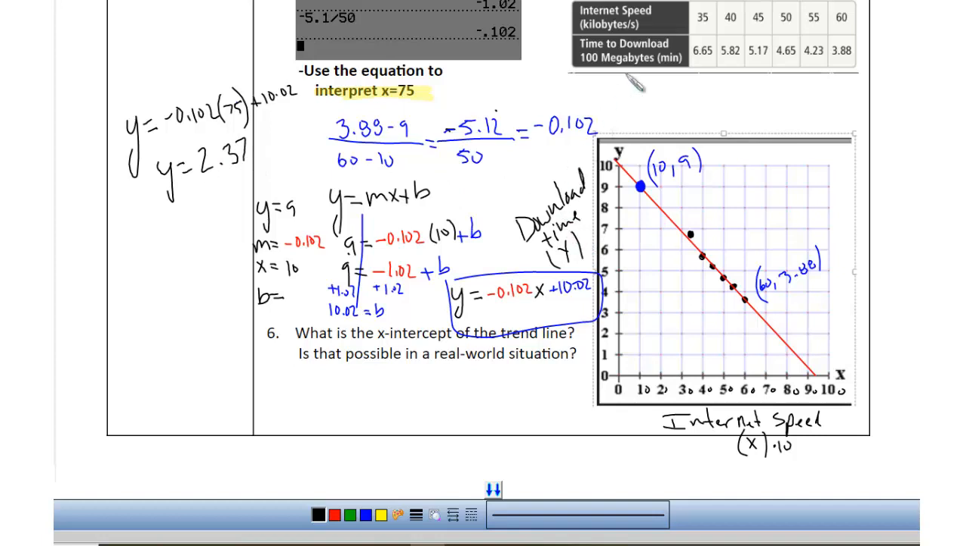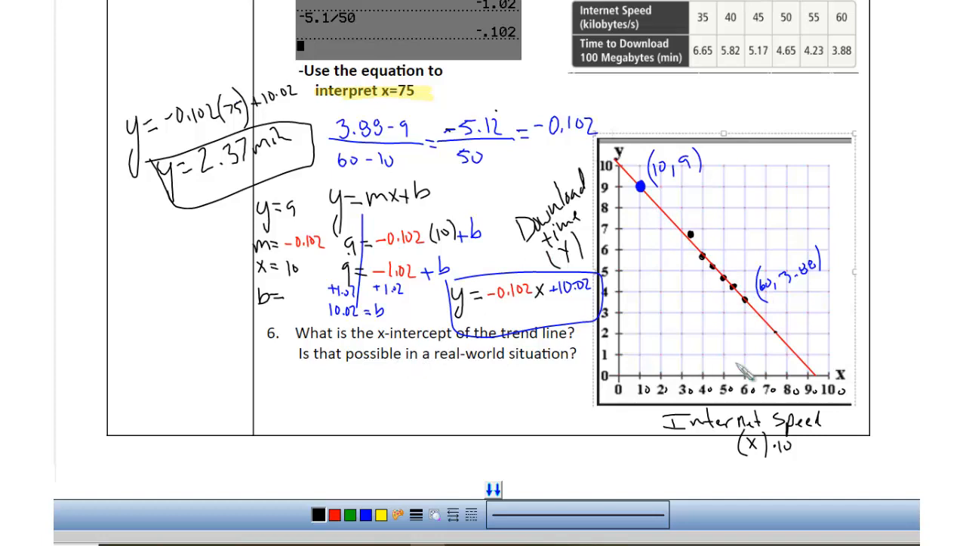And that's talking about the download time, so it looks like that is minutes. And if we look at our line here at 75, it should be somewhere right about 2.3, 2.4. And we're right about there, so we're pretty close. Maybe our line's a little low. But again, it's just an estimation tool to help us estimate where we would fall within that trend.